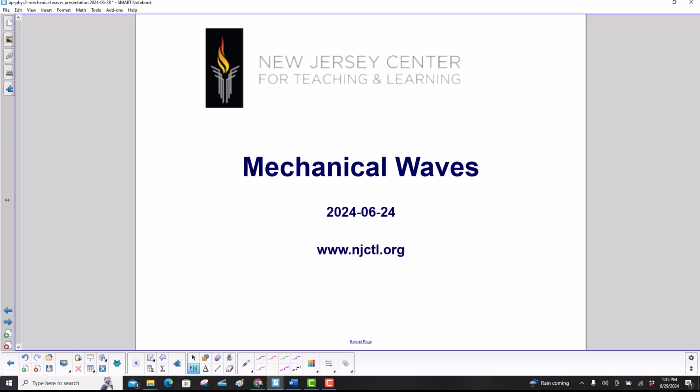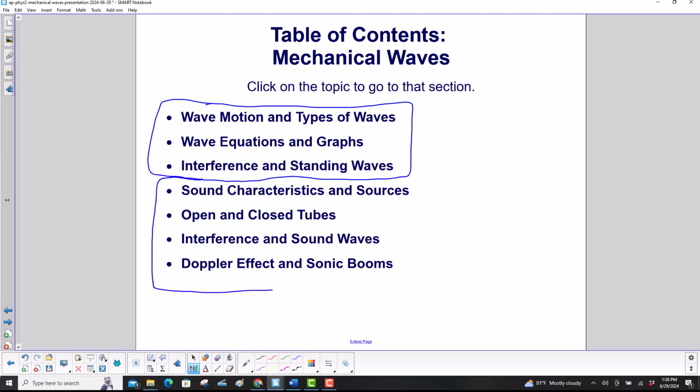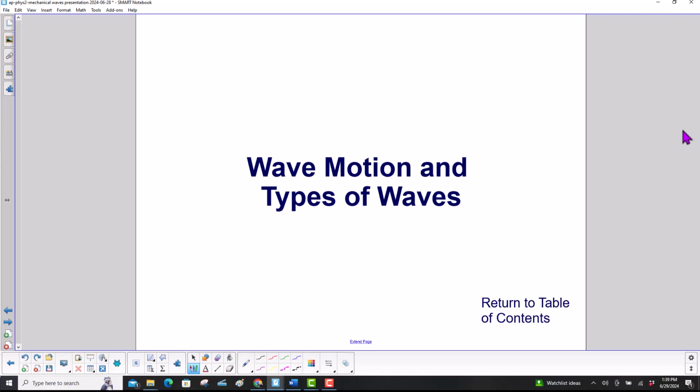Mechanical waves. Table of contents. The first three topics deal in general with waves. The last four are focused on sound waves. Wave motion and types of waves.